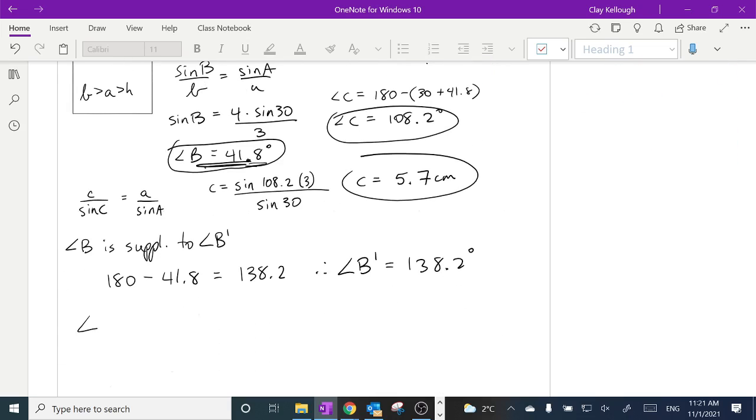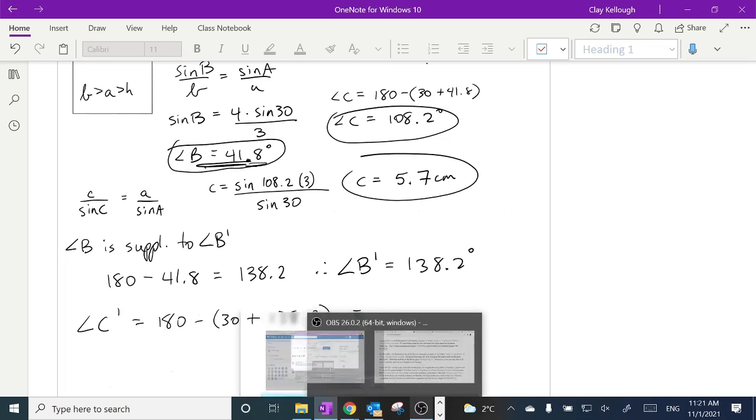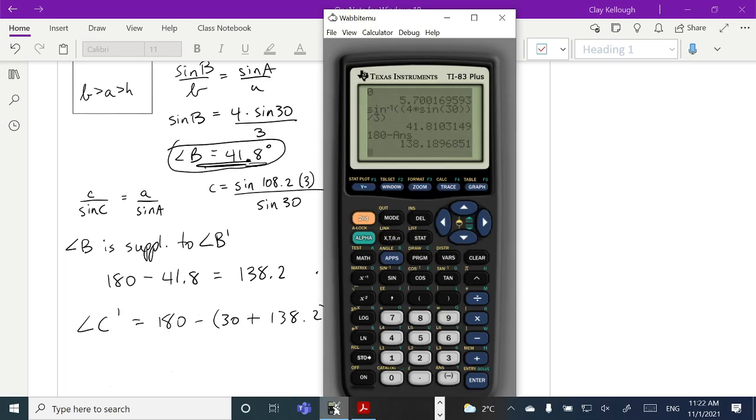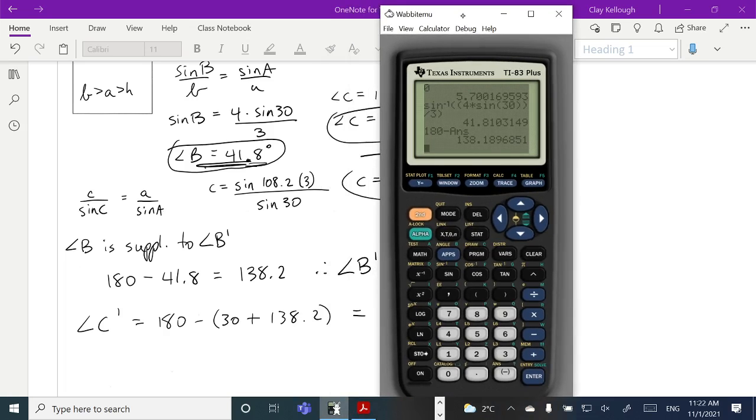We can find angle C in the second triangle, which again I'm calling angle C primed, using the 180 trick. All three angles, even when one of them is really obtuse, still have to add up to 180 or you don't have a triangle. So there's the 30 degrees we were given for A, plus this 138 I just figured out. So go back to my calculator, which is making me cringe every time I try to bring it up. There we go. 180 minus, open a bracket, 30 plus the answer I just had, that 138 number. 11.8.